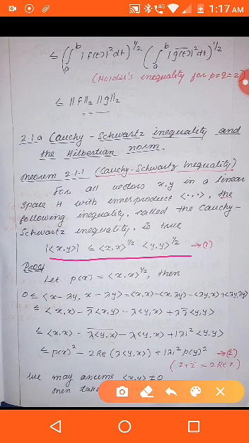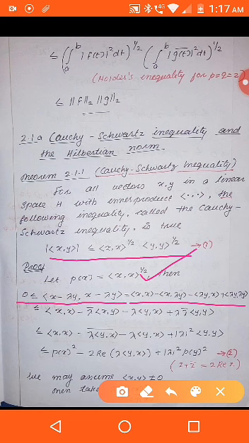For the proof we let a function p of x as inner product of x with x raised to 1 by 2, and we know that inner product of x with itself is greater than or equal to 0. So we start like this: 0 less than or equal to inner product of x minus lambda y comma x minus lambda y. In the next step we simplify it by the linearity property.